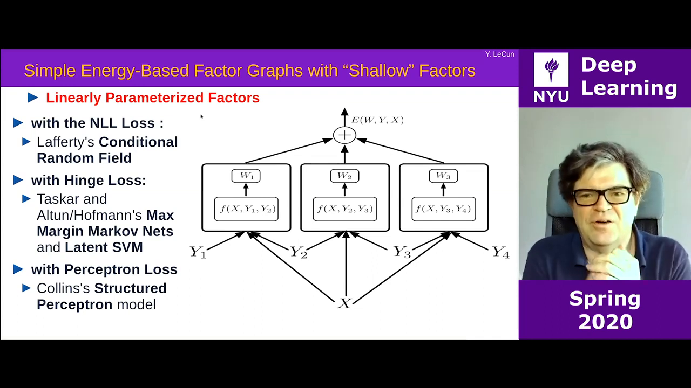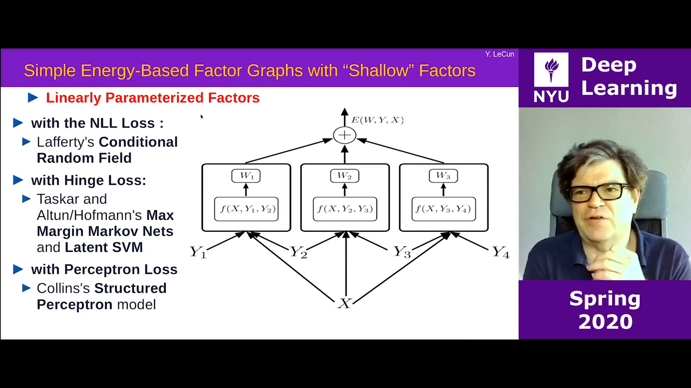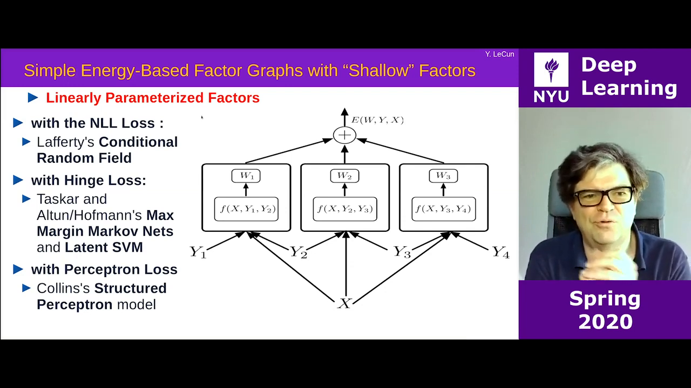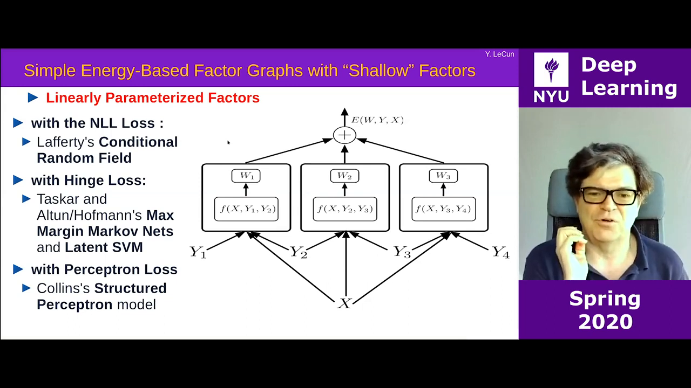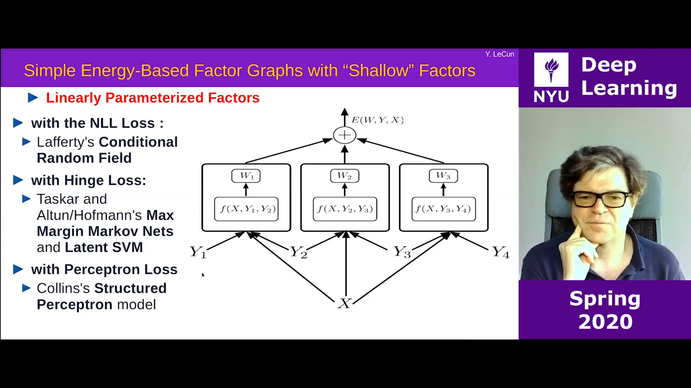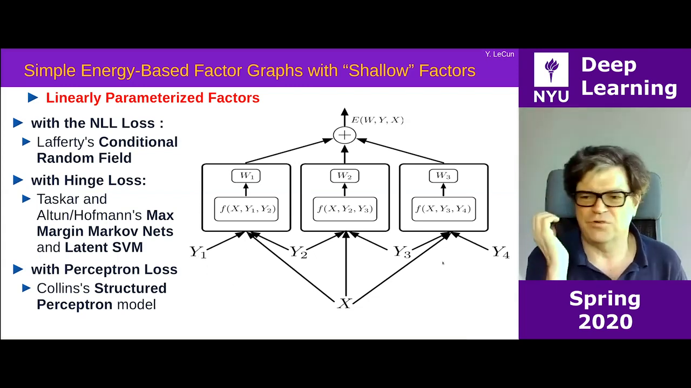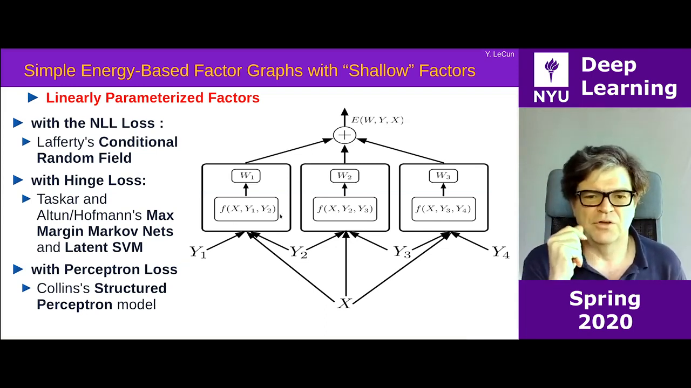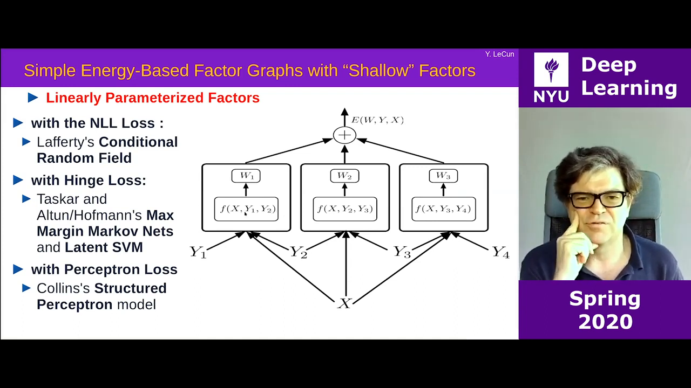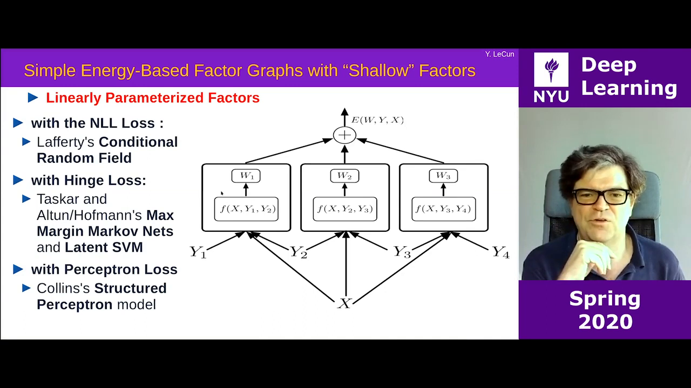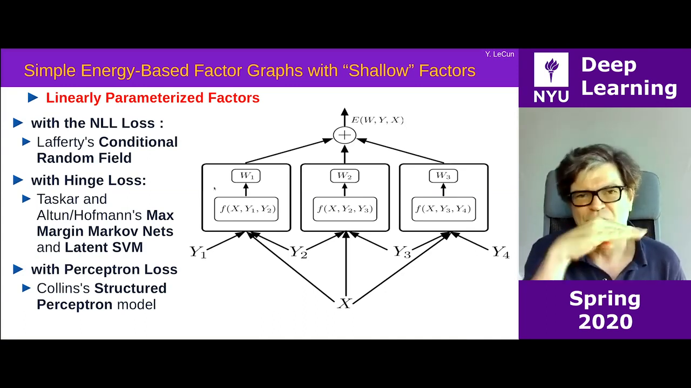Here is an instance of this, and if you encounter it in the literature, you'll know what it is. It's called a conditional random field. A conditional random field is a very special type of structured prediction model where you have Ys or Zs, it doesn't matter. Here they're only Ys. The factors are parameterized with a fixed feature extractor, let's call it f of x, y1, y2, and a weight vector that computes the dot product of the feature vector with the weights, giving you a score, an energy. The overall energy is just a sum of all those terms. So those are shallow, single-layer neural nets with a feature extractor at the input.